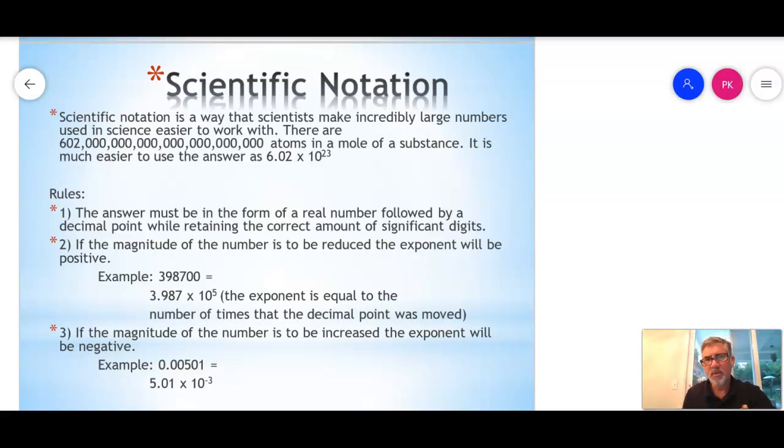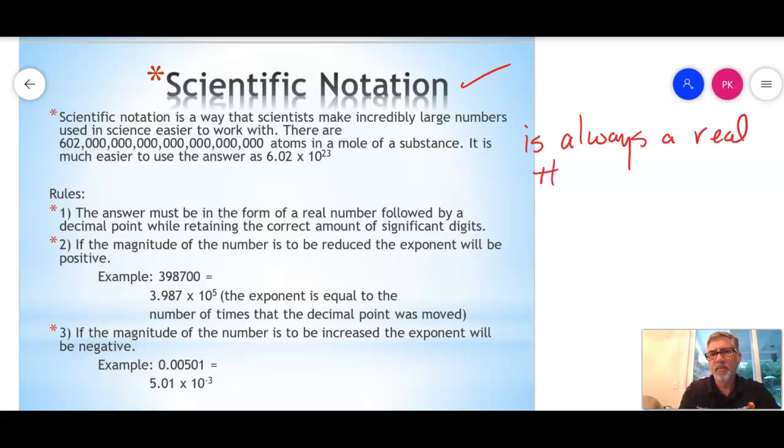Scientific notation, we need to be able to do that. Scientific notation is how scientists take really big numbers that are unmanageable and put them into numbers that are small enough and follow the rules of significant digits. So the important thing to remember about scientific notation is that it is a real number followed by a decimal.